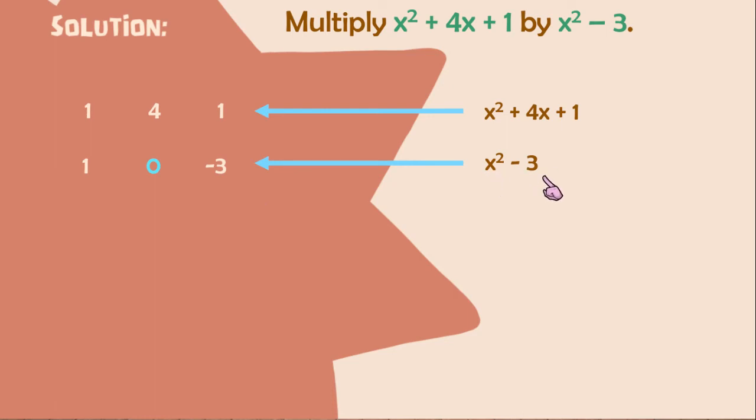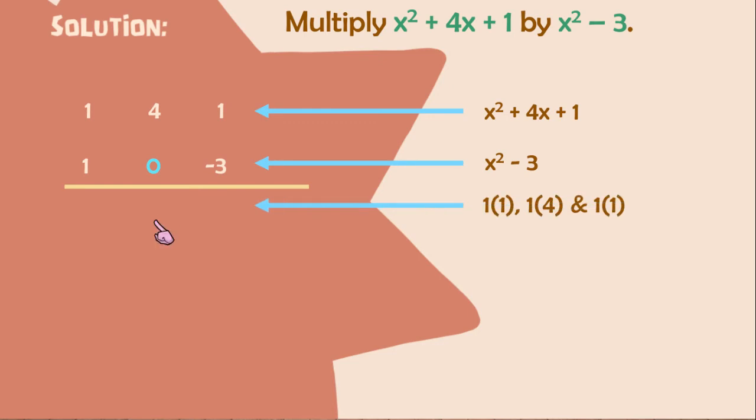Notice that here in this factor, there's a missing term. There is no x term here because you have the x squared term, then immediately it's followed by the constant term. So there is no x term. So we will have to add 0 to fill up that missing term. That's why you have this 0 here. So we can now proceed with multiplication. Again, do not forget the proper alignment of the products.